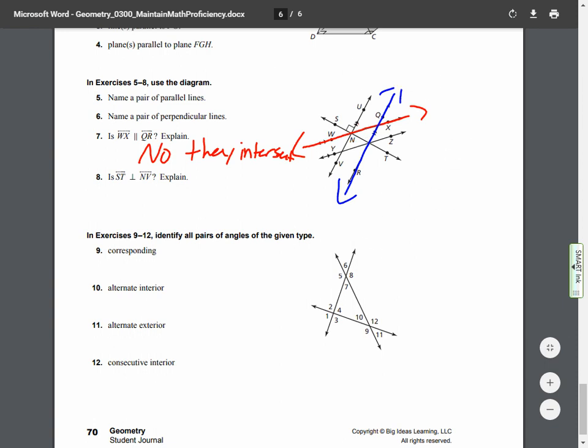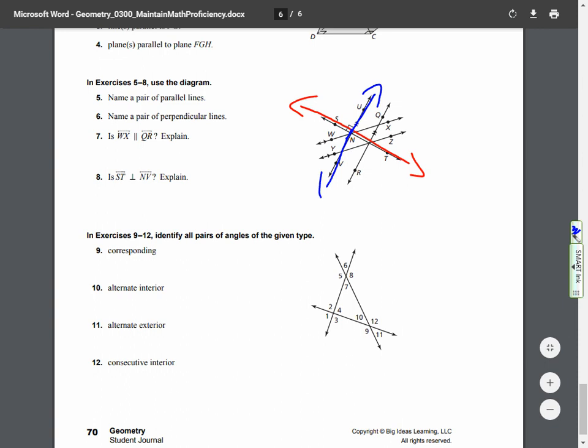Moving on. Number 8 is ST. That's a perpendicular symbol. So is ST perpendicular to NV? ST is right here. Okay. NV is this line right here. Are those perpendicular? Yes, they are. Why? They intersect at 90 degrees.